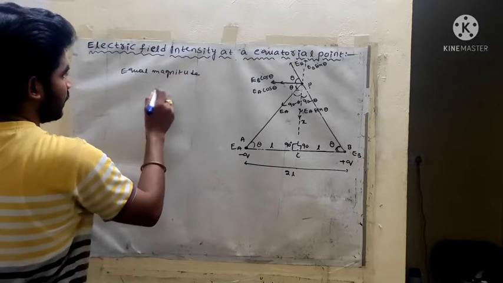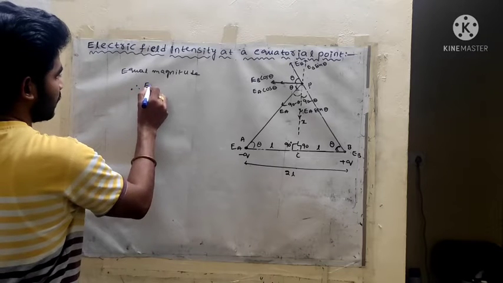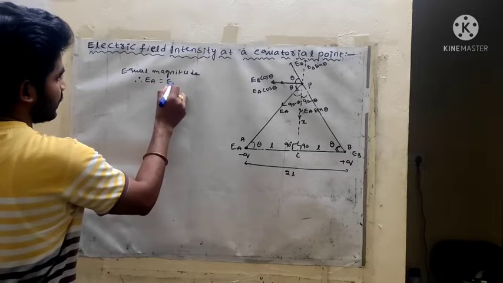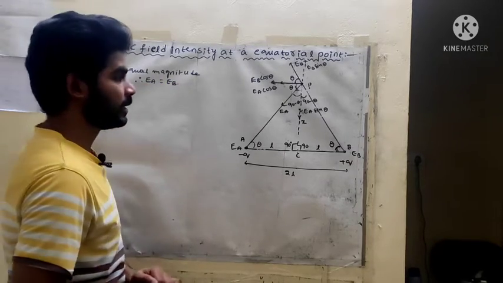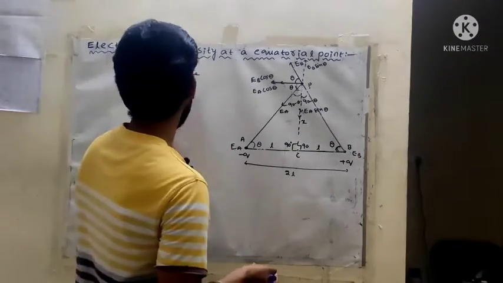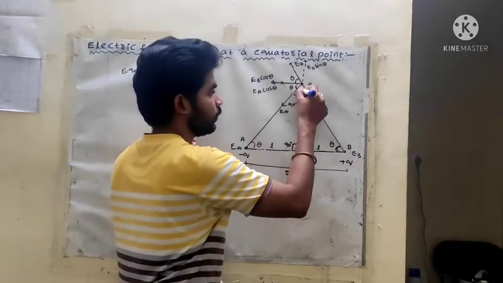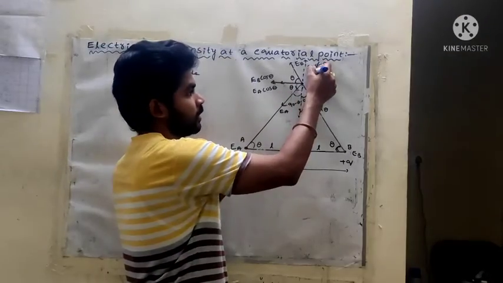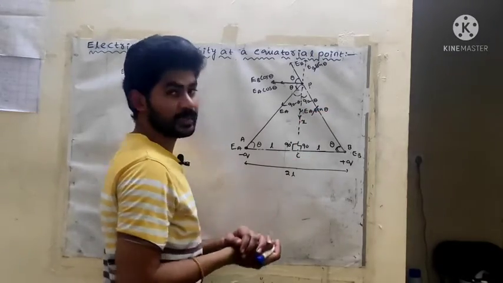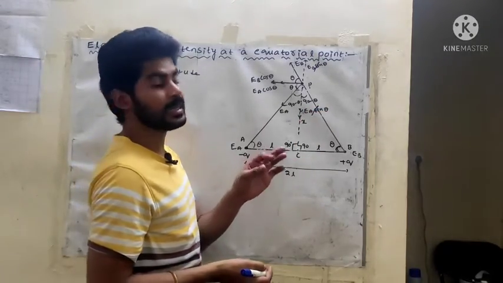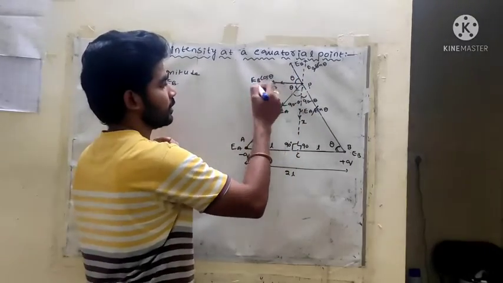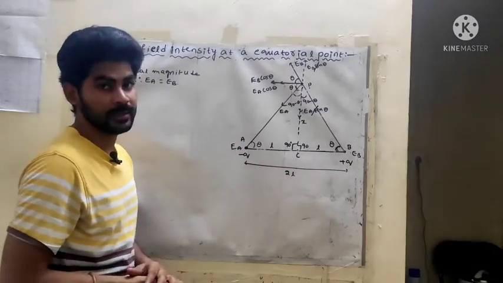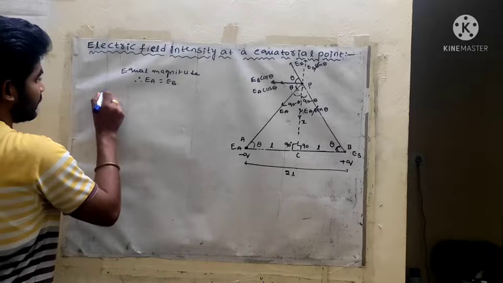Equal magnitude means the electric field intensity at point A is equal to the electric field intensity at point B, so EA is equal to EB. This is the negative y axis and that is the positive. So plus EB sin theta and minus EA sin theta cancel. The electric field intensity acts on this side only. EB cos theta and EA cos theta are in the same direction, so they do not cancel; both add.